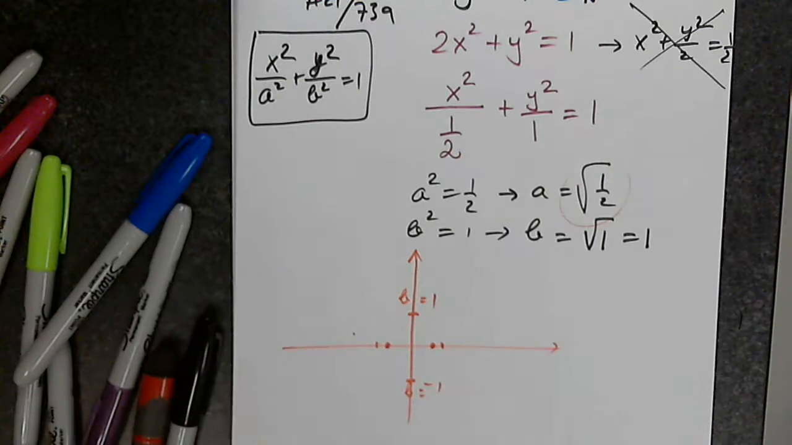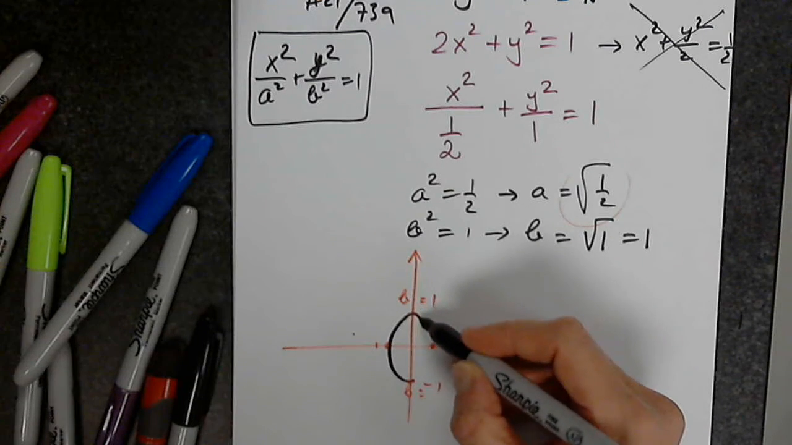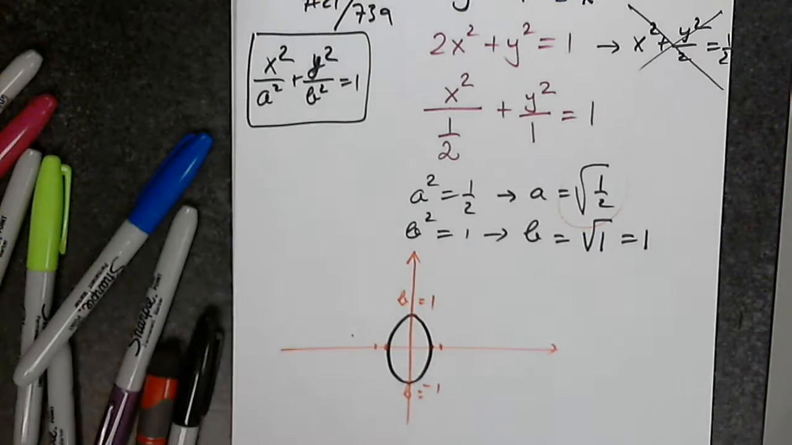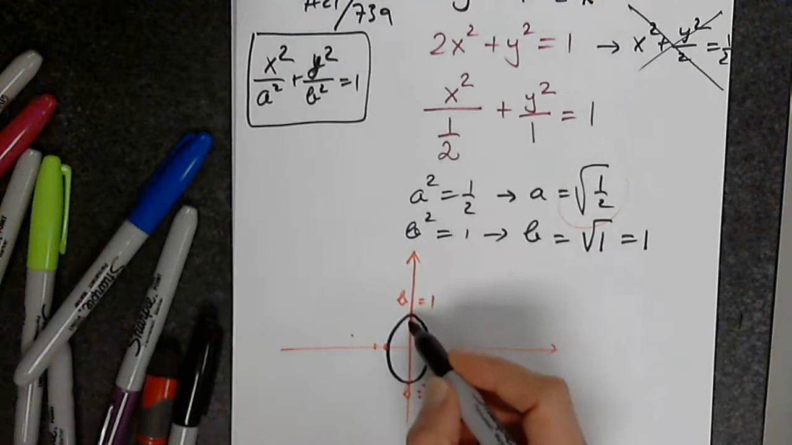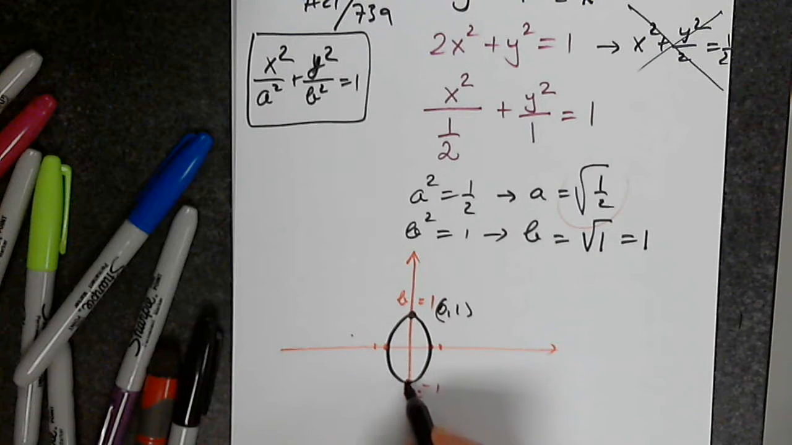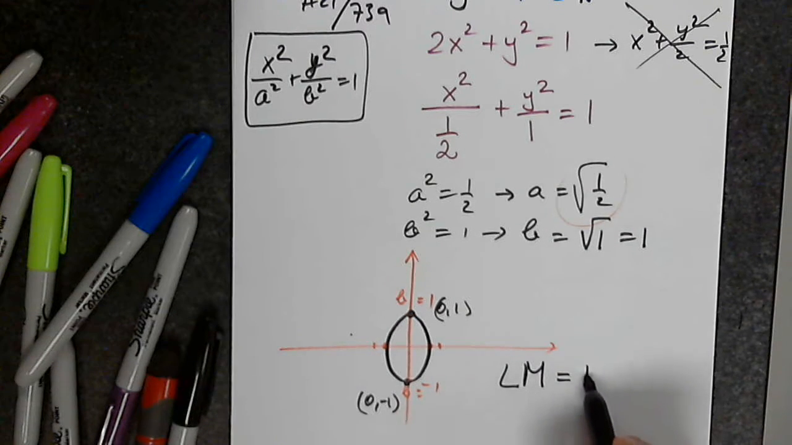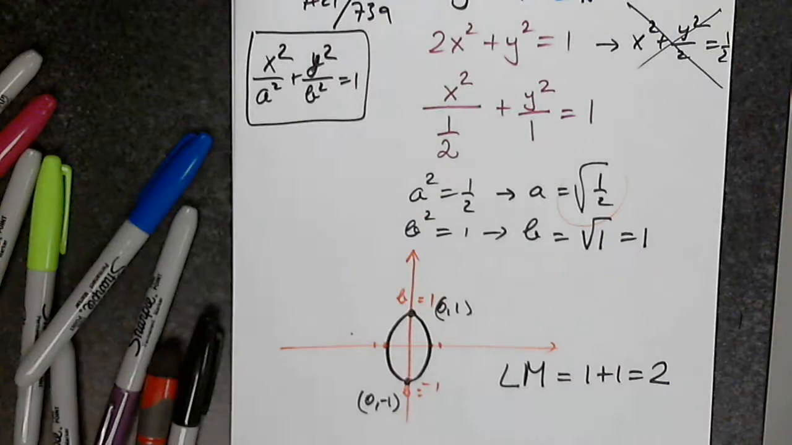So now here's the graph. We're asked to find the vertices. So this vertex is (0, 1). This vertex is (0, -1). The length of the major axis is 1 + 1, which is 2. The distance between the lowest point and the highest point on the major axis.